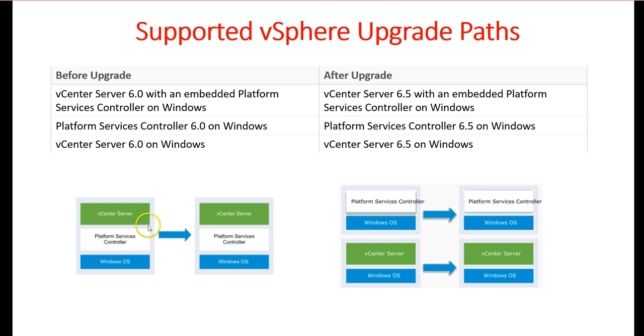In this window you can see that on one Windows OS we have vCenter server and Platform Services Controller both, and after the upgrade we will get the same. And if we have the Platform Services Controller on one Windows OS and on a second server we have vCenter server, then we will get the same with 6.5. So it's supported, and we are good with that. I must recommend that you check the supported upgrade path before you plan any VMware product upgrade, basically.